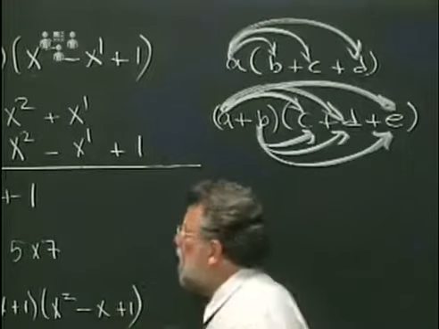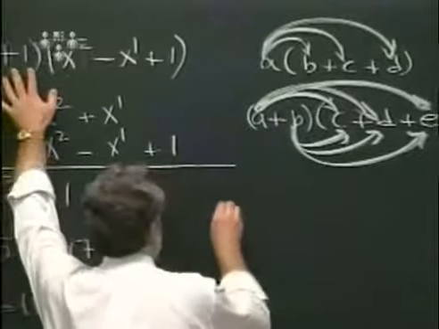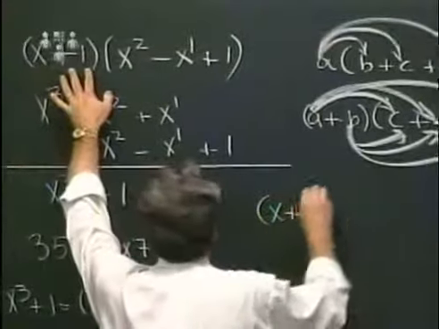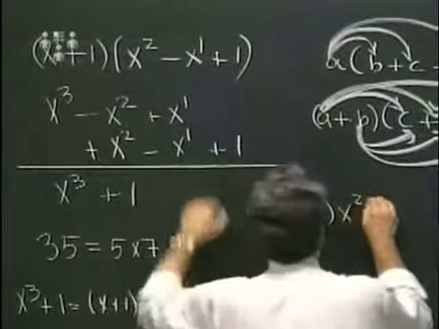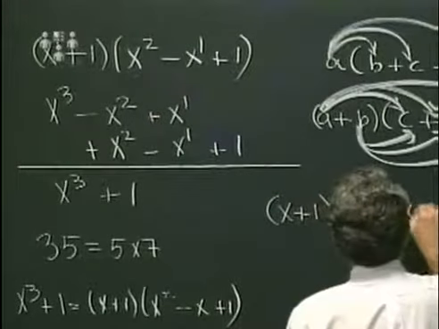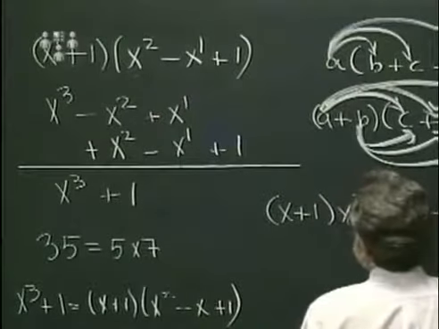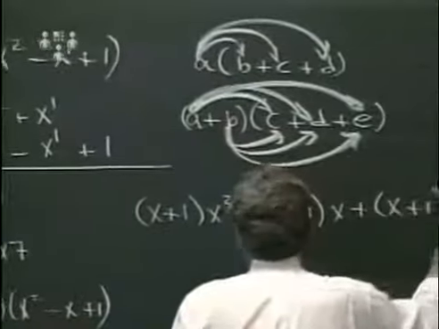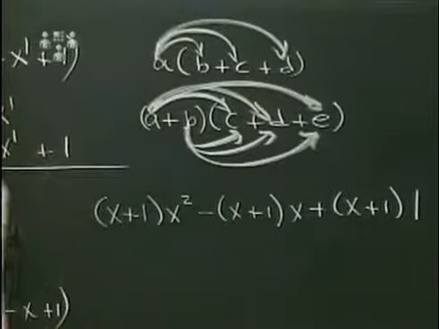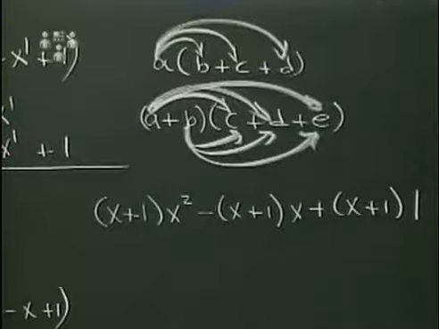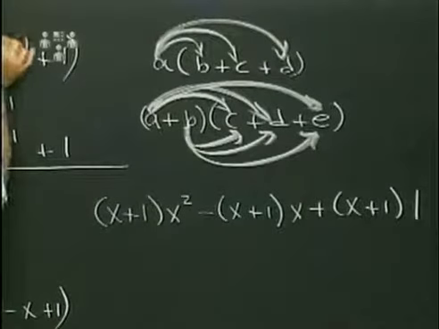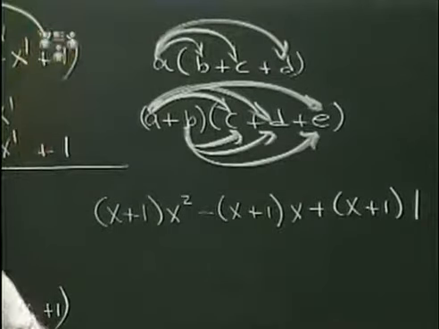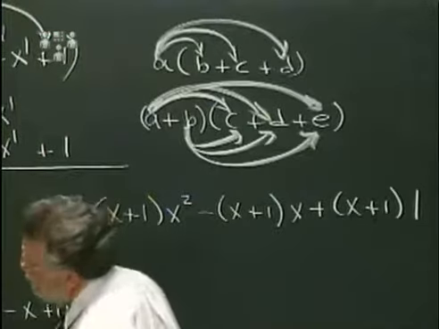Now, what's your alternative? I could have said x plus 1 times x squared. Then minus x plus 1 times x. Then plus x plus 1 times 1, where I'm taking this whole expression here and distributing it over the trinomial. That's an alternative. Your choice.